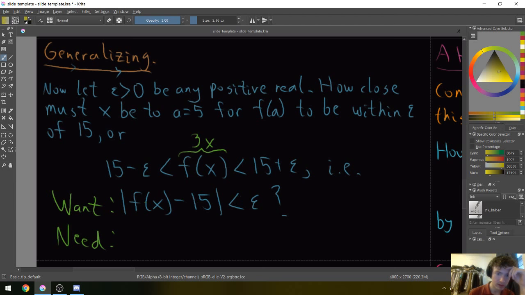3x minus, okay, well, why don't we do what we did before and divide both sides by 3, right? So this is how we got from the 1/10 to 1/30th, right? So f of x is 3x, so I think if we have this bound, that absolute value of x minus 5 is less than epsilon over 3, then the first line will be true, right?